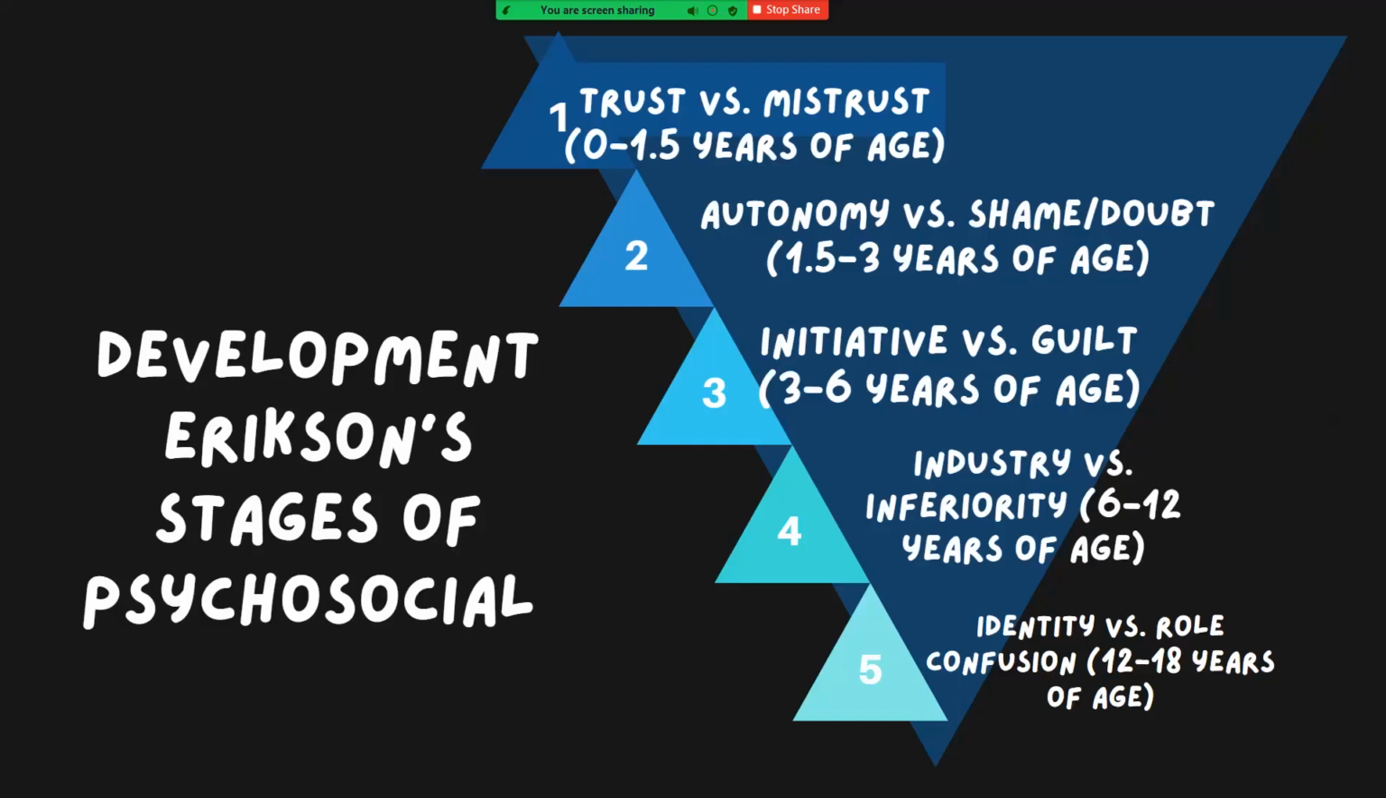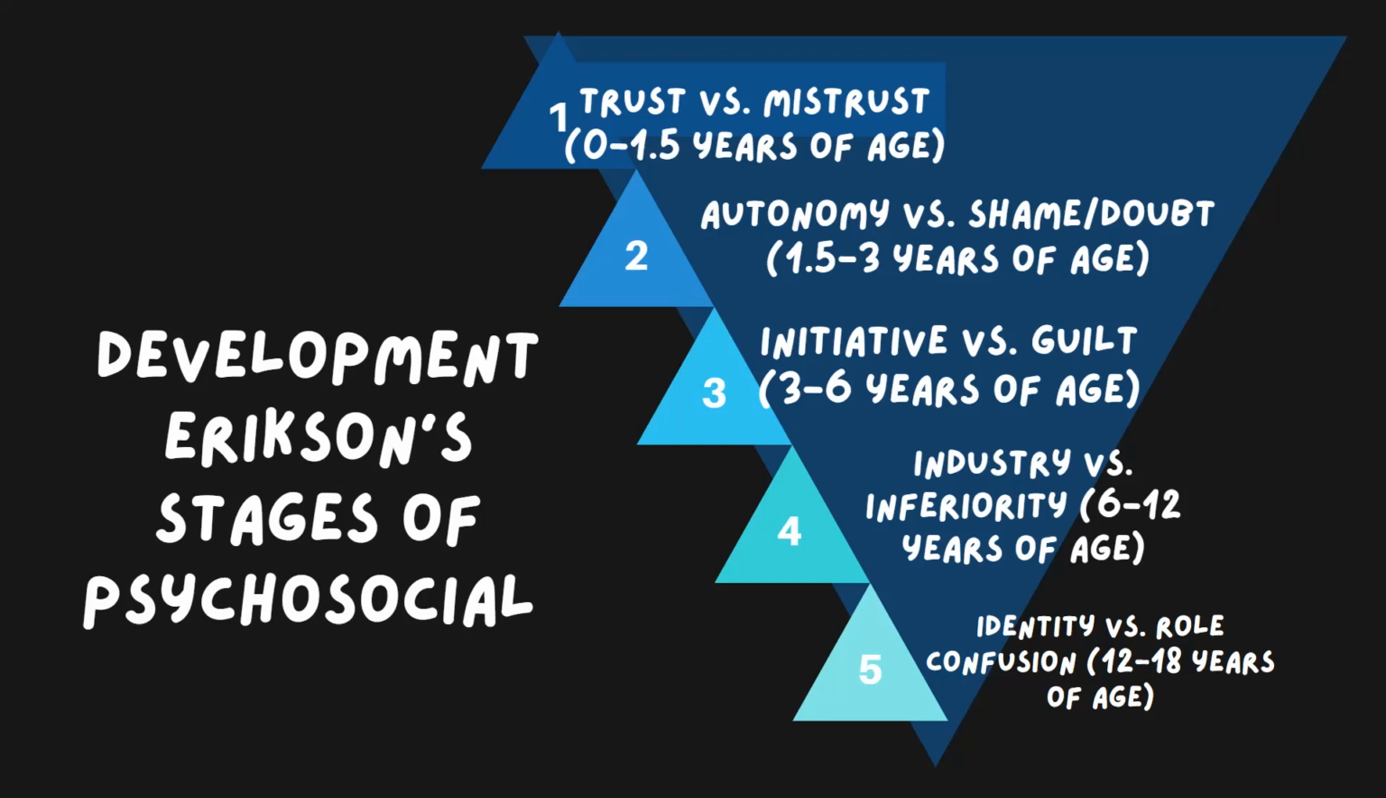So let's talk about the development of Erikson's stages of psychosocial development. I'd never heard of these things before. I saw it in our book, but we're just going to go over them. Number 1, 0 to 1.5 years of age, trust versus mistrust. So, these are the stages. 1.5 to 3 years old, autonomy versus shame and doubt. 3 to 6 years of age, initiative versus guilt.